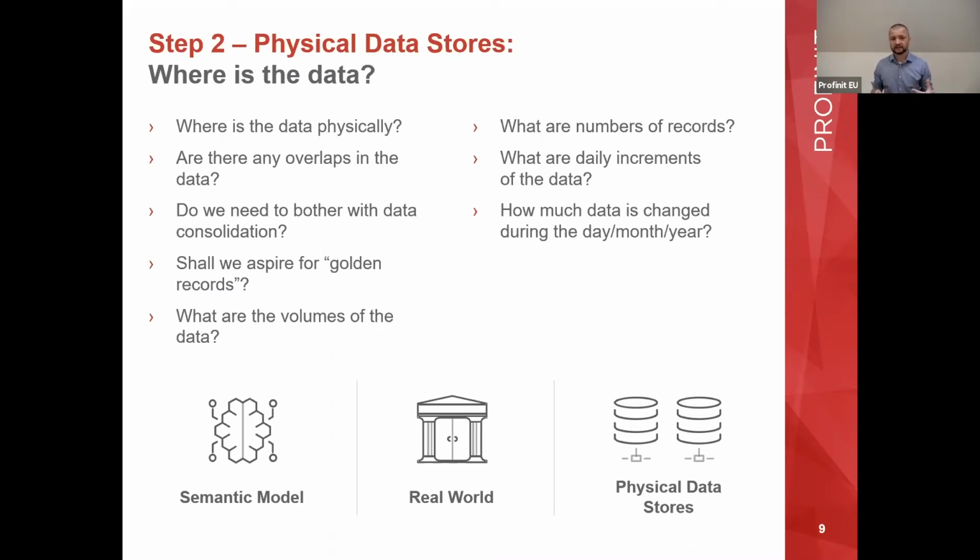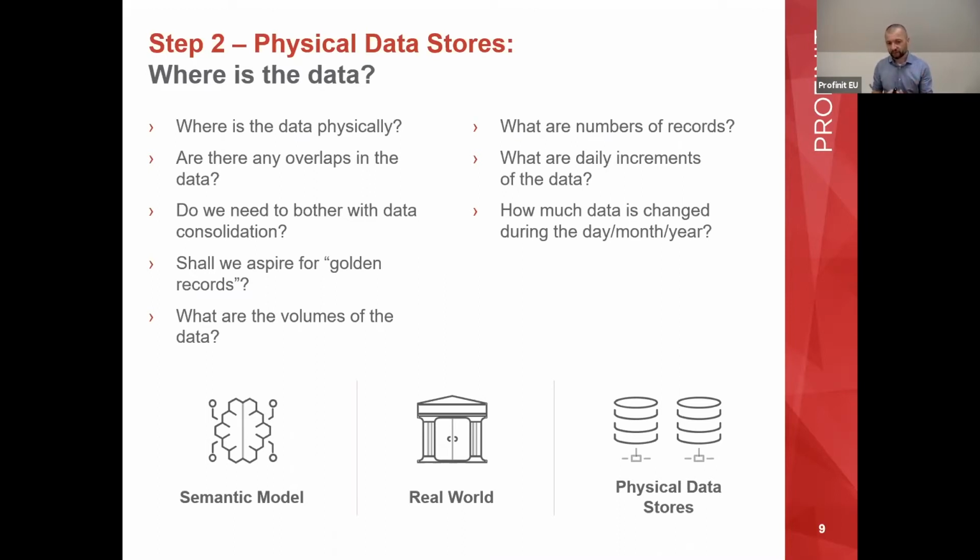And I will also ask about such physical things as the volumes of the data. How many records? How much data is there in total? How much new data am I receiving every day? What is the proportion of data in a specific system which changes through the day? Is it a frozen old database which is only in read-only mode and nothing changes inside? Or is it a highly dynamic transactional system which maybe changes a third of the whole database every day? These are very important things.